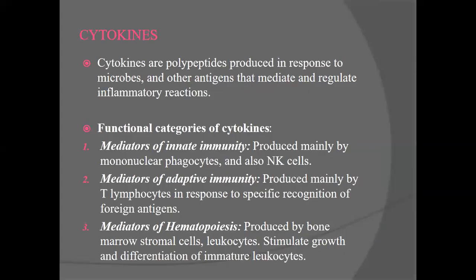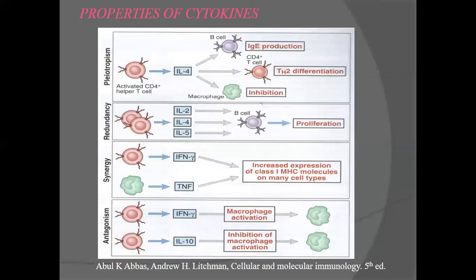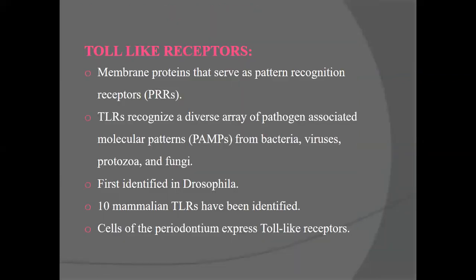You have got cytokines. These are the polypeptides which are present, and you know what are cytokines. You know that there are cytokines which are based upon innate immunity, based upon adaptive immunity. In detail, it is not necessary. Then you should know what is TLRs. These are the pattern recognition receptors, and they recognize PAMPs, pathogen associated molecular patterns from the bacteria. They were first identified in Drosophila.